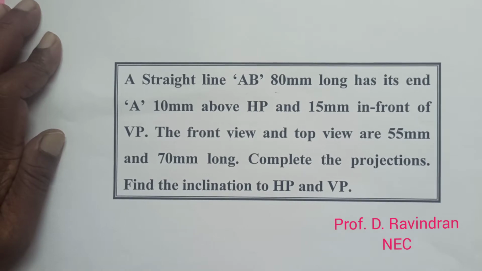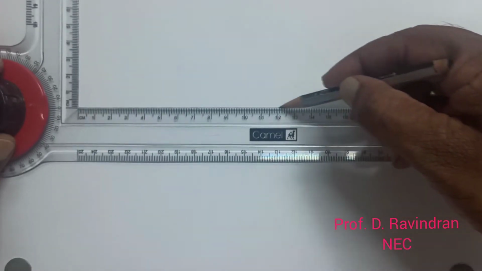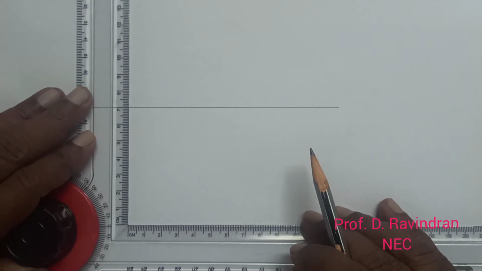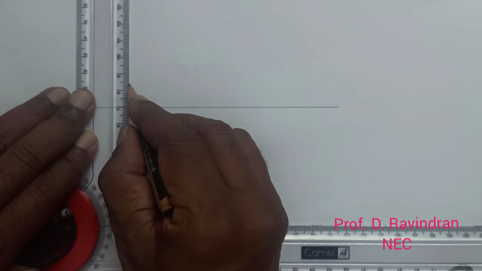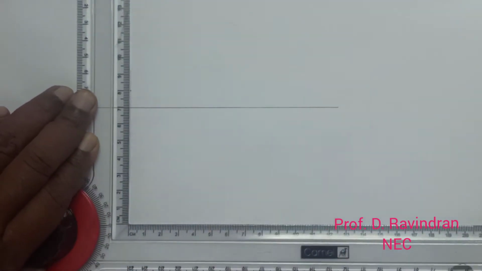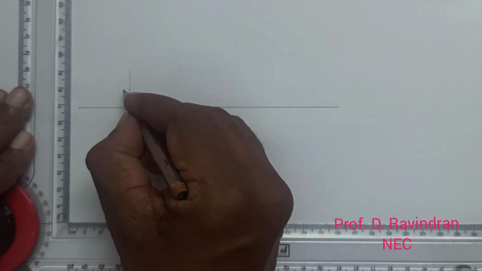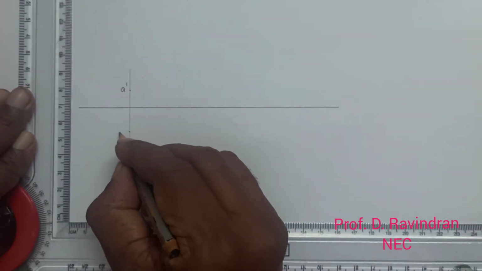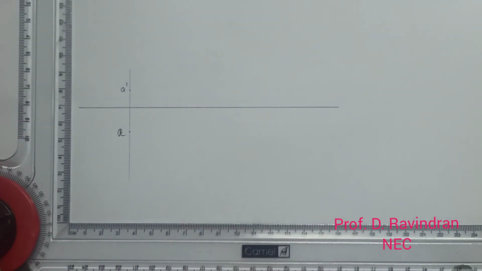Now, let us try to solve the problem. First of all, we can construct an XY line centrally, and then we have to locate one end which is 10 mm above HP and 15 mm in front of VP. We can draw the perpendicular projector. Here I can mark one point at 10 mm and 15 mm below your XY line. So this point is called A dash, it is in the front view. This point is called your A. A dash, A, both are given.